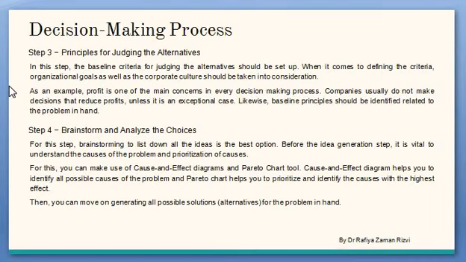and achieve the objective. Then the next step is brainstorming and analyzing the choices. Now what does brainstorming mean? I explained, I think, in the last class. Can anybody tell me what brainstorming means? For this purpose, you can make use of cause and effect diagrams and Pareto chart tools. You do not need to concern yourselves with these tools because these are not part of the syllabus.